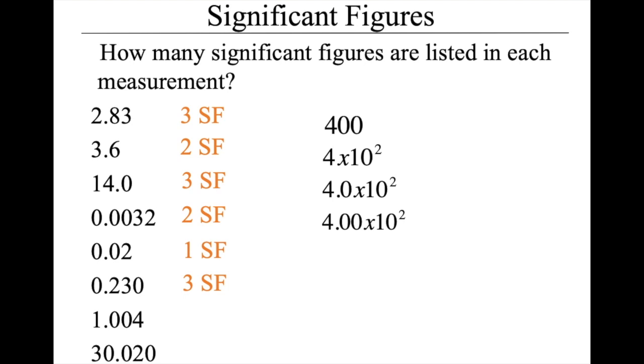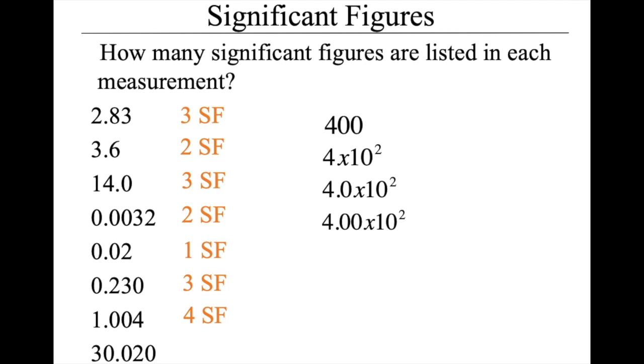In our next example here, we have 2 zeros that are sandwiched between the 1 and the 4. They would both be considered significant, and so here we have 4 significant figures. And on the last one in this column, the 2 zeros between the 3 and the 2 are sandwiched, so they're significant.